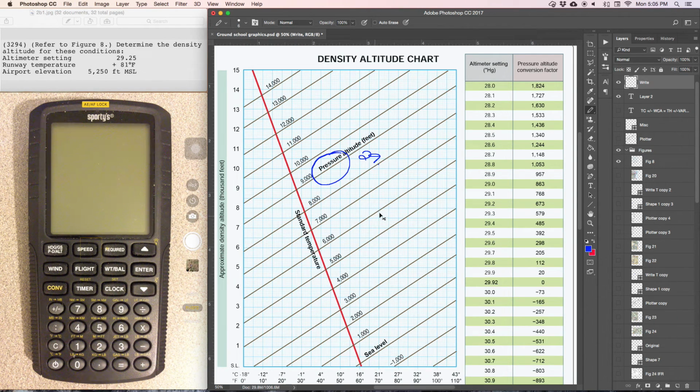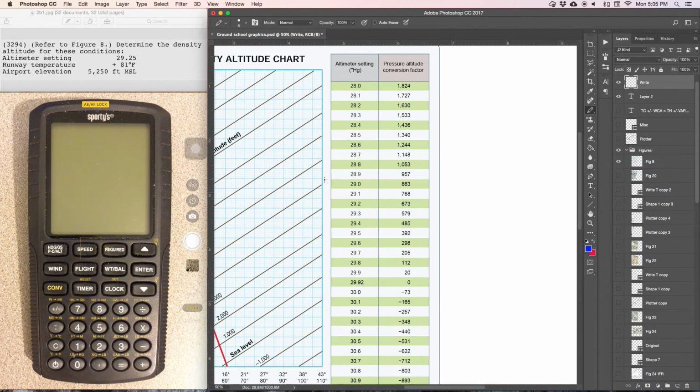So what we do is we have to go to this chart to the right, and we have to determine what pressure altitude is. So we are given an altitude of 5,250, but this is for the altimeter setting of 29.25. So this chart to the right will help us adjust this information to get pressure altitude.